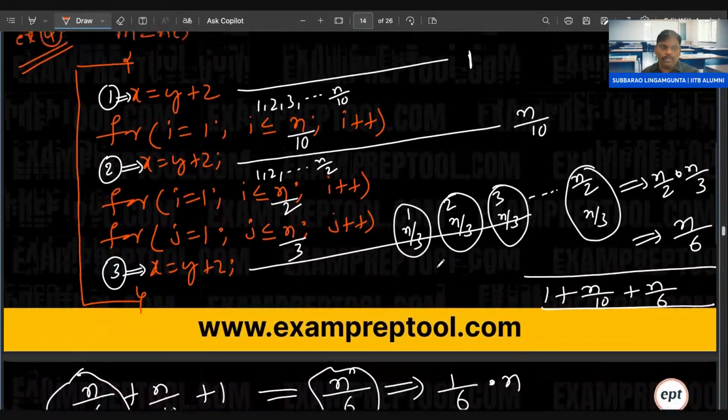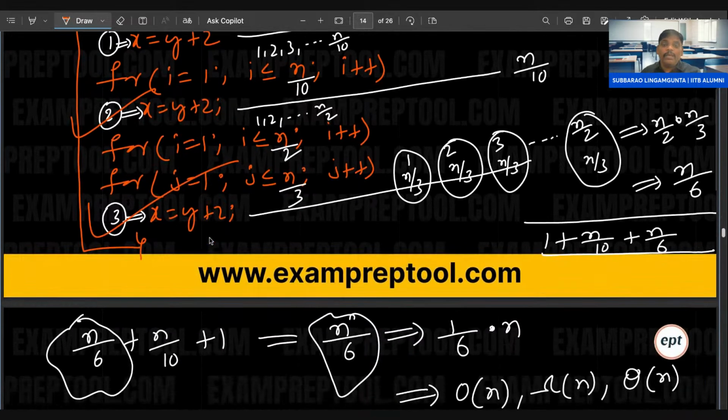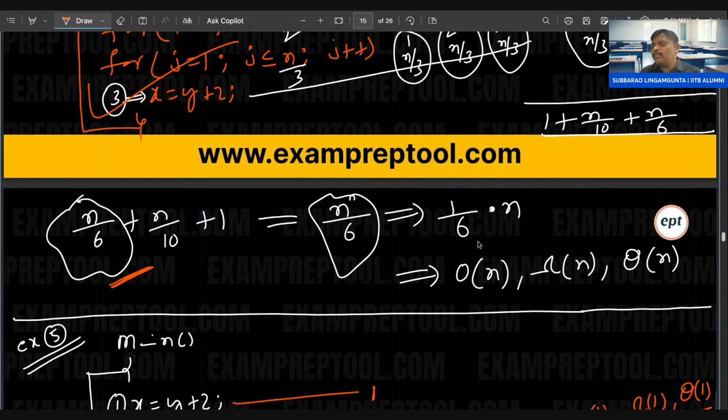Let's go to the 4th example. If you observe, is there any loop? Yes. So what is the bigger loop? N by 10, N by 6. Time complexity means loop, and if there are more loops, the bigger loop. But N by 6, 1 by 6 is a constant. You can ignore the constant. So big O of N, omega of N, theta of N, something like that.